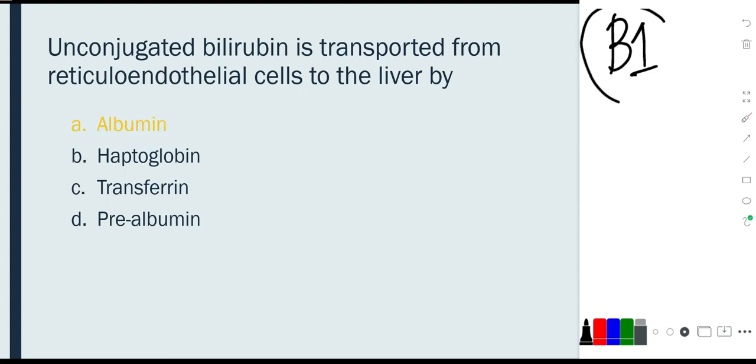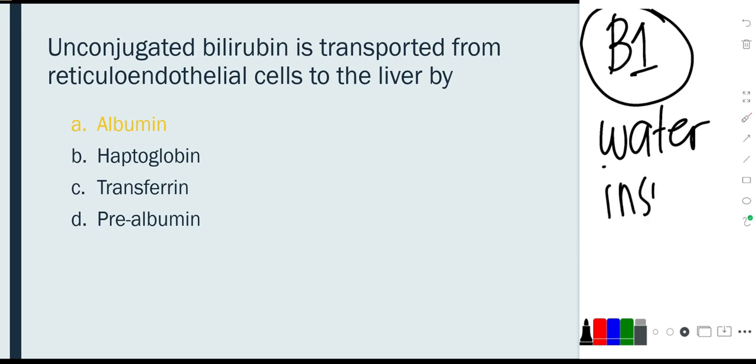Because remember, the unconjugated form of bilirubin is considered to be water insoluble. Again, it is considered to be water insoluble. So this means it has to have a carrier molecule in order for it to be transported from the reticuloendothelial cells to the liver, wherein it would be conjugated. As for the other choices, just a quick review.